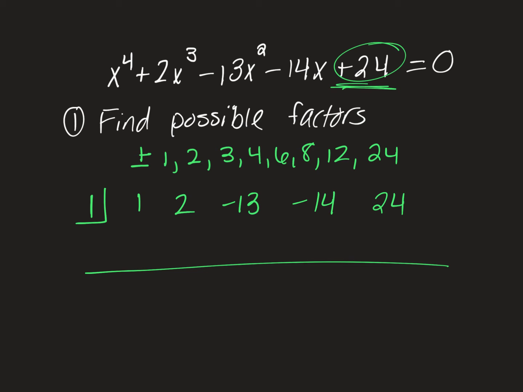The top factors, the square box. Basically, whatever you're trying is what goes in your box. So we're going to see if positive 1 works, so we put positive 1 in our box. Now I'm going to do my synthetic division. We just did this one a minute ago, and we knew that 1 worked, so that's why I chose 1. Then 3, negative 10.